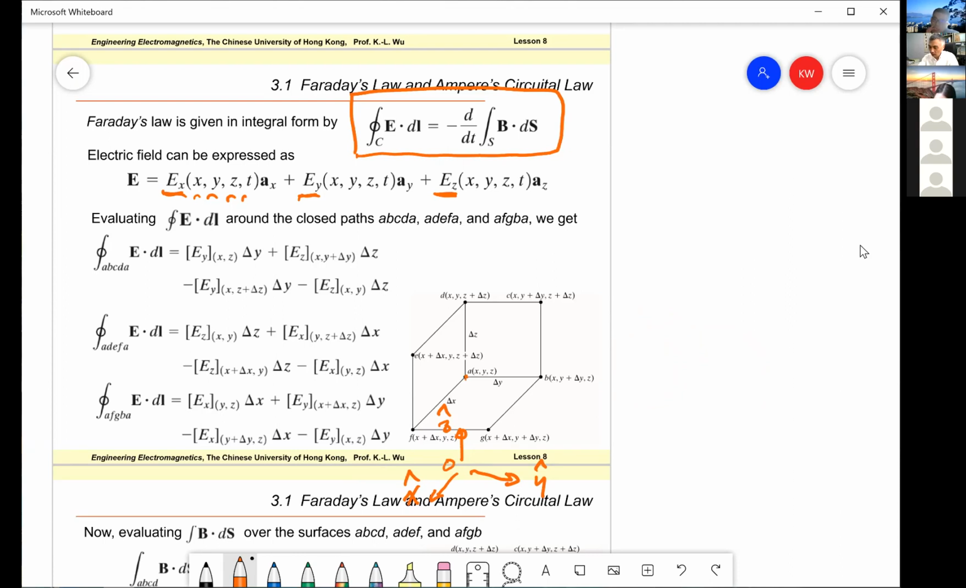Then this point, I change color. This point is an arbitrary point X, Y, Z in space. Then I define the contour. I define the first contour, with its normal direction in the x direction.